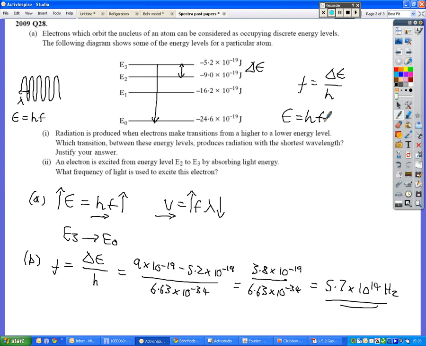You could also then go on and use that value of frequency along with velocity to figure out the wavelength of the photon that is emitted, the wavelength of the radiation, and you could figure out what it is from a data sheet. You know, it could be ultraviolet, it could be green light, or anything like that.